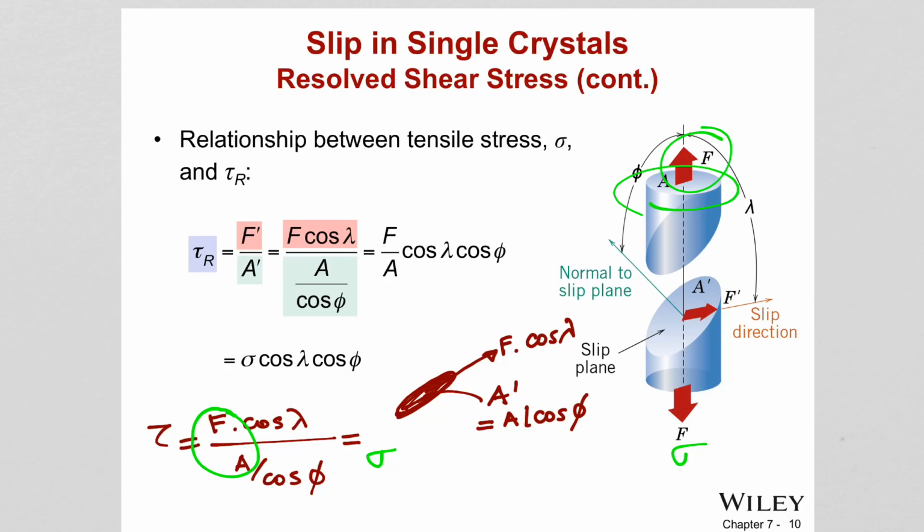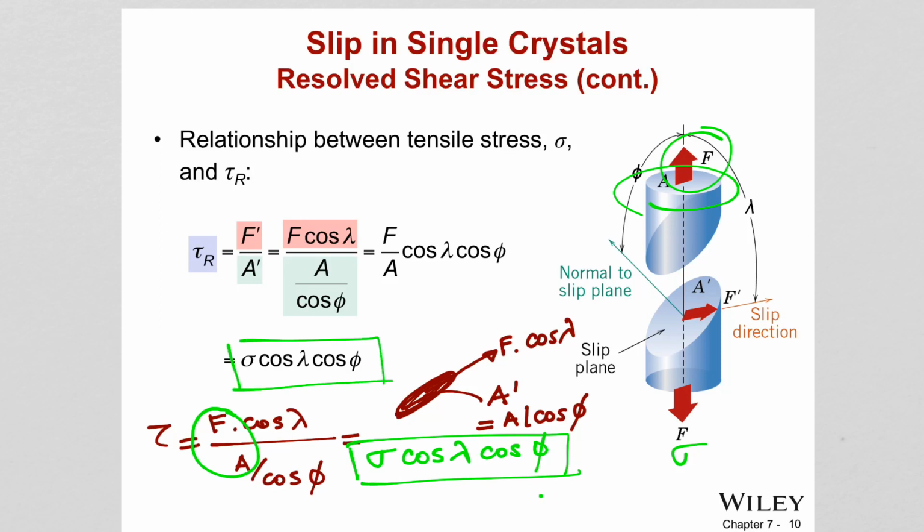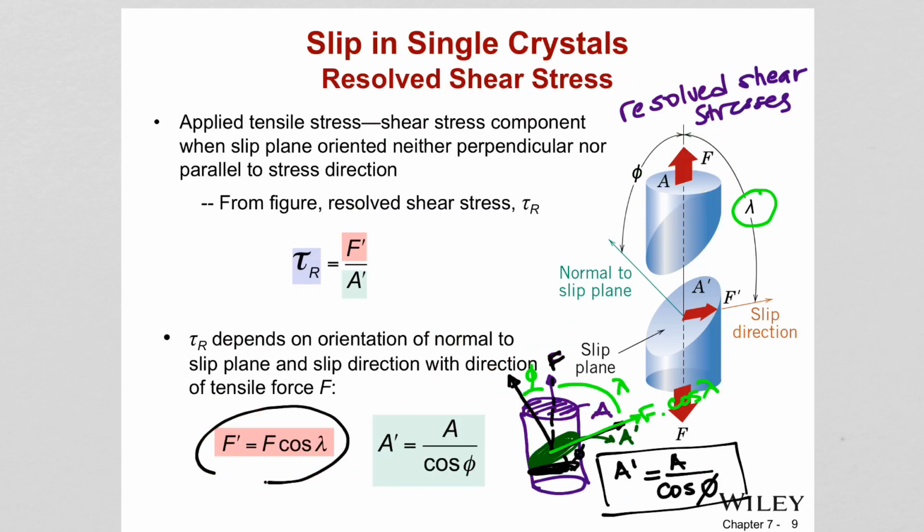So therefore the equation is shear stress equals normal stress times cos lambda times cos phi. Okay, so this is what that is. This is a relationship between the shear that is generated on that slip plane and the normal stress that is applied to the material. And this shear stress is called the resolved shear stress.